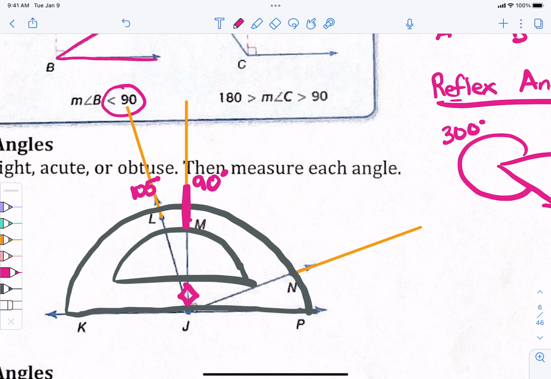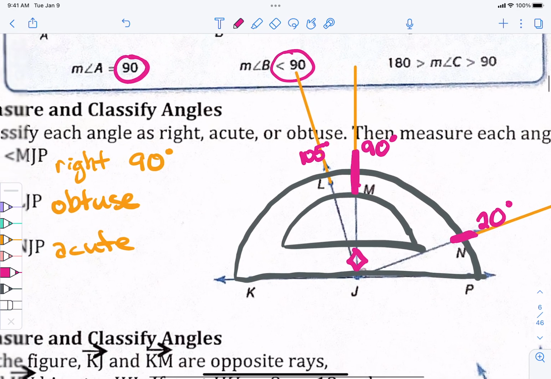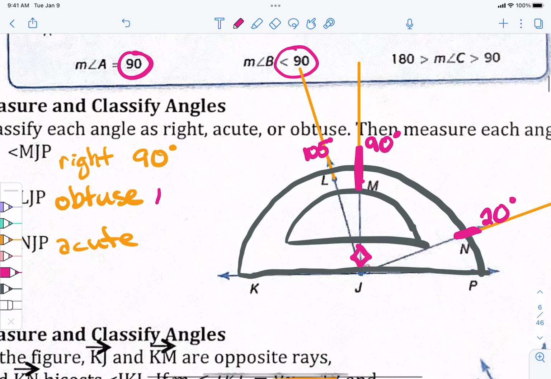What about this other one over here? So 106. You say 106? Okay, that's fine. Something close to 105. What's this one over here? 25? 20? This morning they said 22. We'll go with 20. As long as it's in the ballpark of 20, something like that, right? So 105 is the obtuse one, and 20 is this one. Something in the ballpark of that. That's how you want to use that protractor, okay?